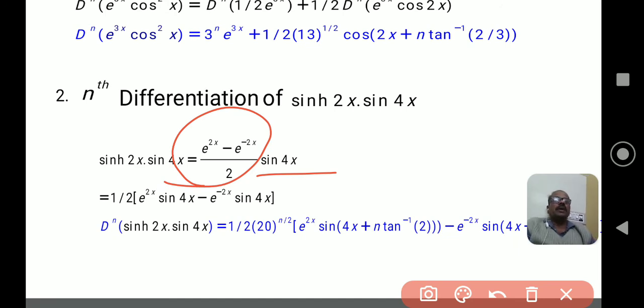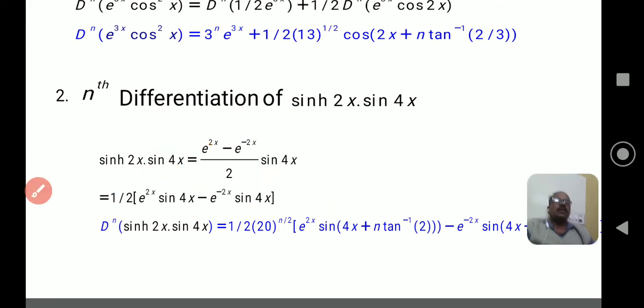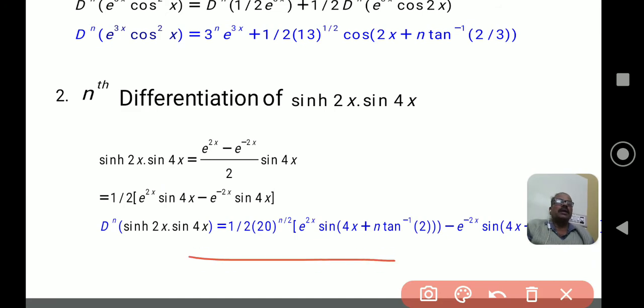We can multiply each and every term: e power 2x into sin 4x, e power minus 2x into sin 4x. I wrote 1 by 2 taken outside. It becomes directly e power 2x into sin 4x, which can be written as e power ax into sin of bx plus c. The other term, e power minus 2x into sin 4x, can also be written as e power ax into sin of bx plus c. That is the result. It is understood, you can easily apply the direct result e power ax into sin of bx plus c, with 1 by 2 as it is.